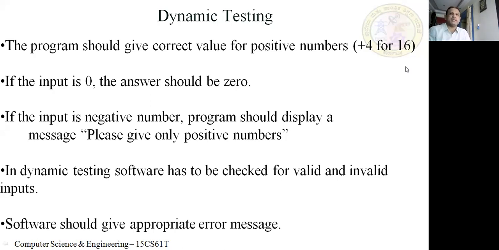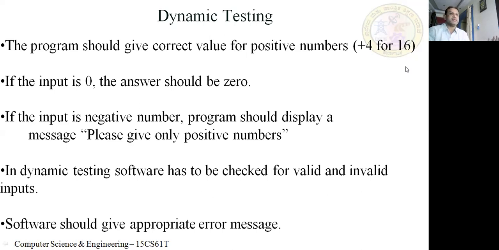Suppose you enter a character by mistake, it should not accept it. It should give a message that character is not allowed. Can you find the square root of a character? No, it's not possible. So it should prompt all such type of messages. In dynamic testing, software has to be checked for valid as well as invalid inputs. So in dynamic testing, the aim is not just to check the expected results. You should also check for invalid values.